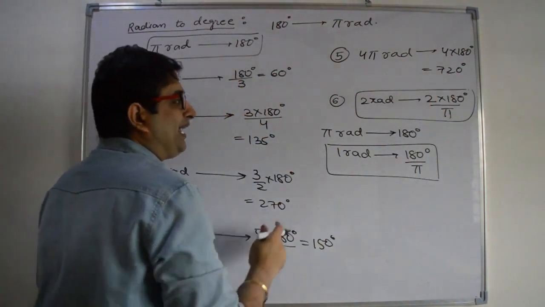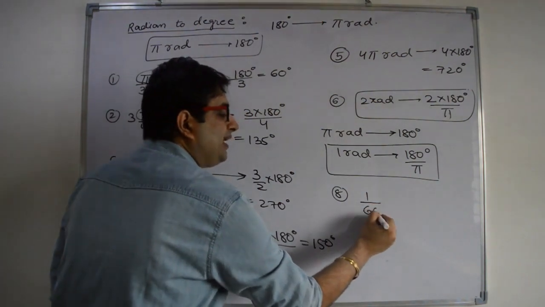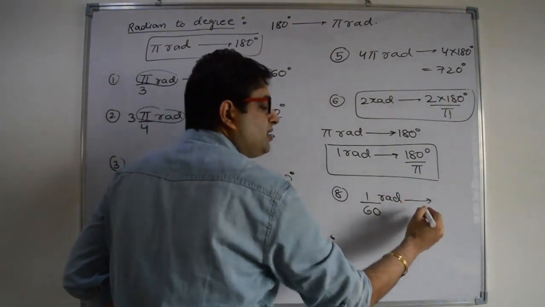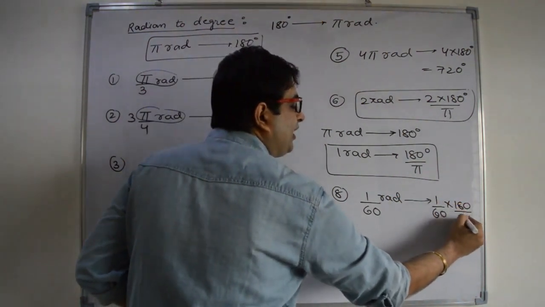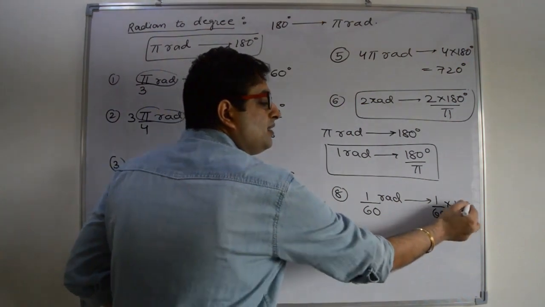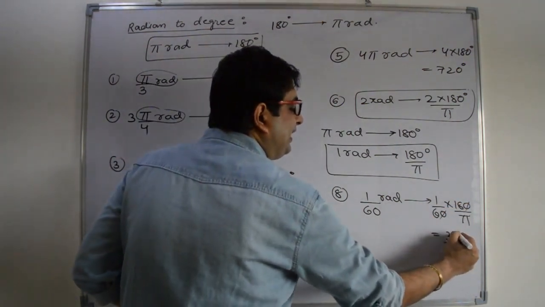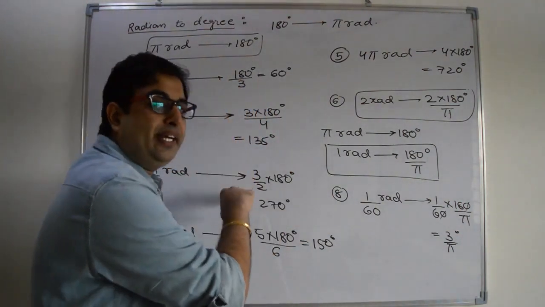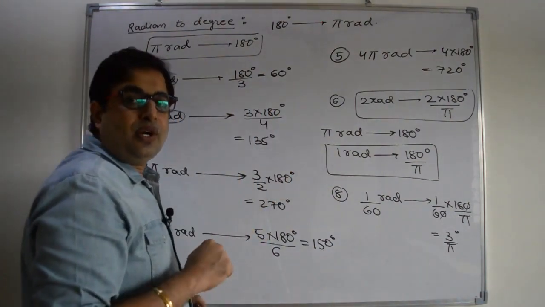Similarly, you can calculate the value of 1 by 60 radian. 1 by 60 radian is 1 by 60 into 180 divided by pi. This will cancel out and you will get 3 divided by pi degree. Right? So you can convert radian into degree also and degree into radian also. Got this?